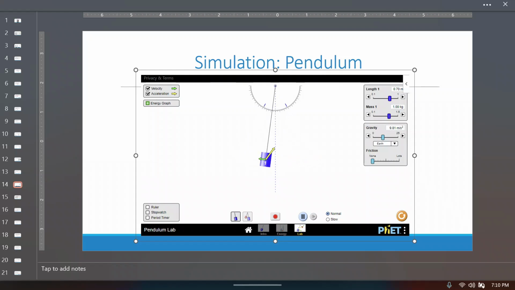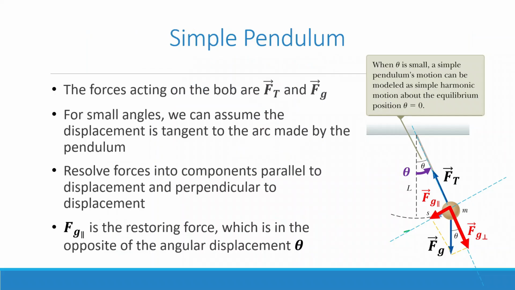Because we have two forces, we have tension and we have gravity. Gravity always points down, tension always points along the string. Neither of those really point in the opposite direction of the displacement, which would be the opposite direction of that little velocity vector. So this is kind of weird. What's going on here? All right, so we're going to be looking at the simple pendulum.